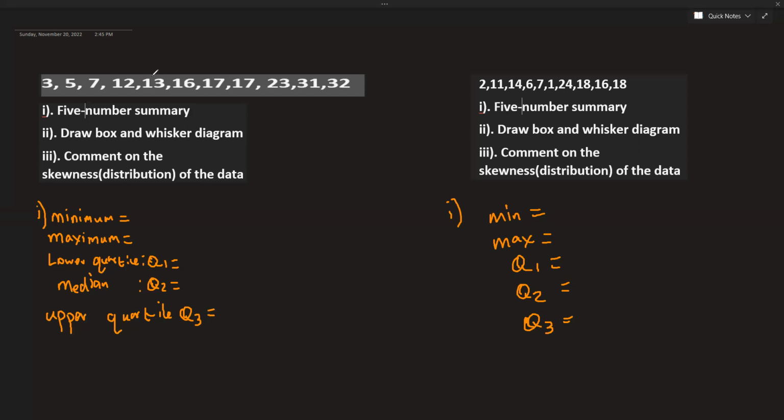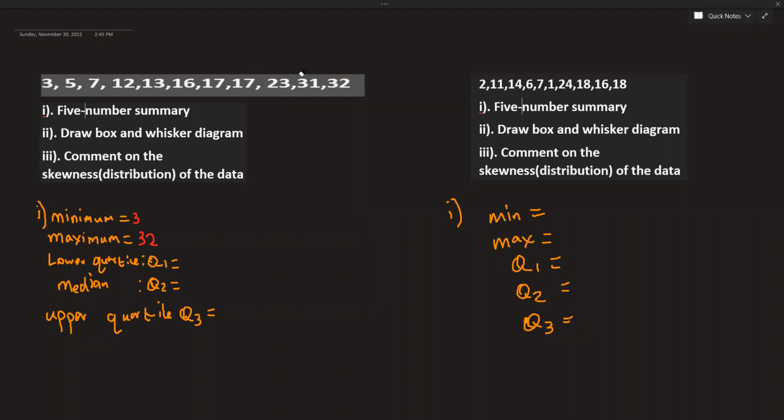The first thing you need to verify is that your data is arranged from smallest to biggest. So I have 3, 5, 7, 12, 13, 16, 17, 17, 23, 31, and 32. So my data is arranged in ascending order. I can easily see that my minimum is 3 and my maximum is 32. Now let's get our quartiles.